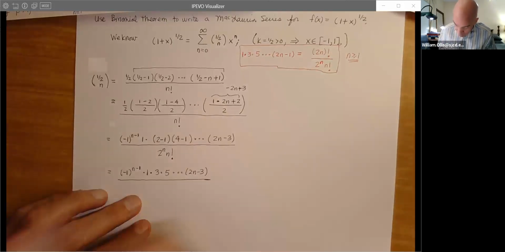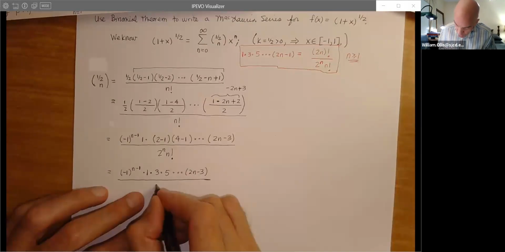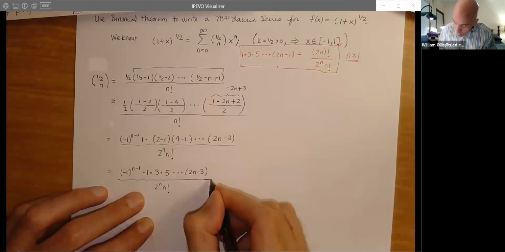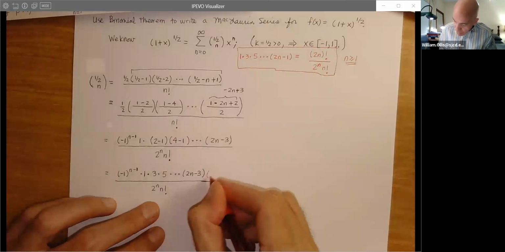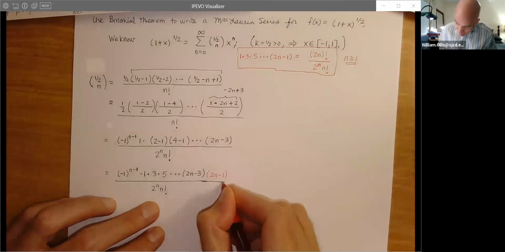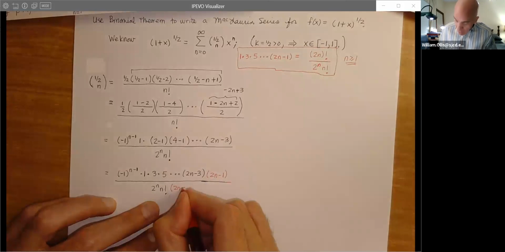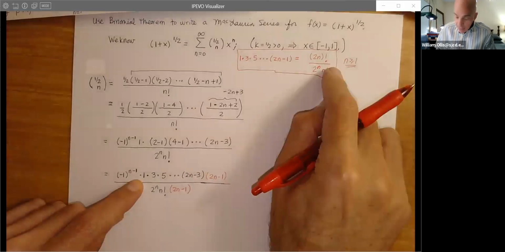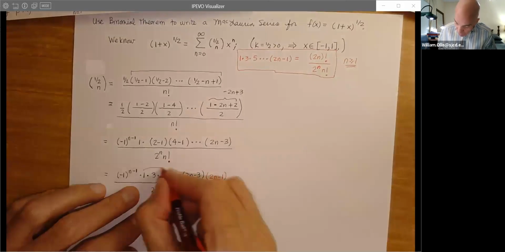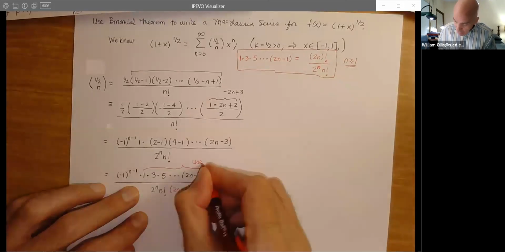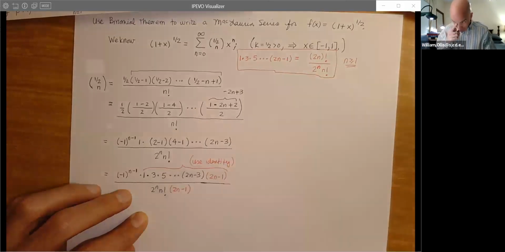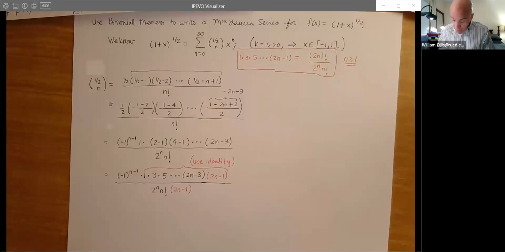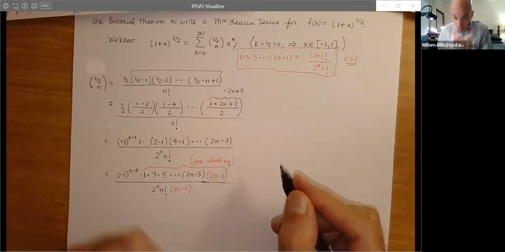And so now when we look at this, we have 2 to the n factorial. Now we want to use our nice little identity here. So we're gonna multiply and divide by 2n minus 1. So we have to pay the piper. So now I can use the factorial identity here because we added this. So we'll just say use identity. So now when we look at this, everything is in good shape. We can use our identity and have a nice, neat formulation of this.